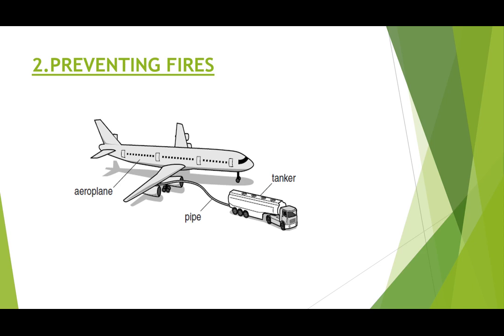Another use of static electricity is preventing fire when we are refilling the fuel in tanks. Normally, when the fuel is passing through the pipes, due to friction, the electrons get accumulated in the fuel and a small spark can explode the tank. In order to prevent that, we make the pipe earthed so that the electrons will pass through that earth wire to the ground and the fuel will not get accumulated with the electrons. So we can prevent the fire by that method.